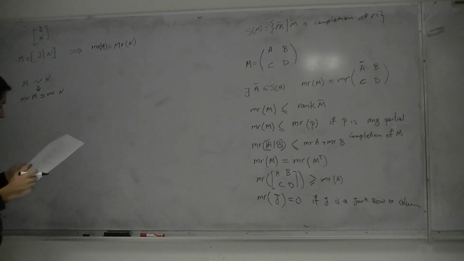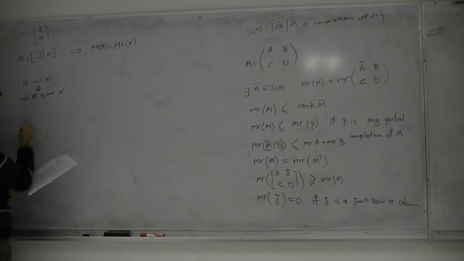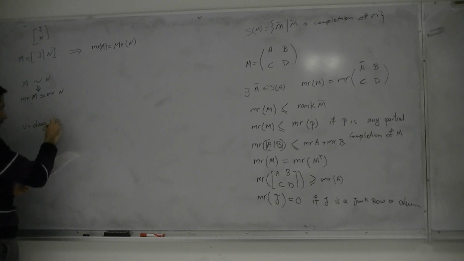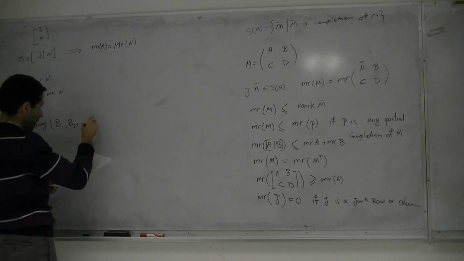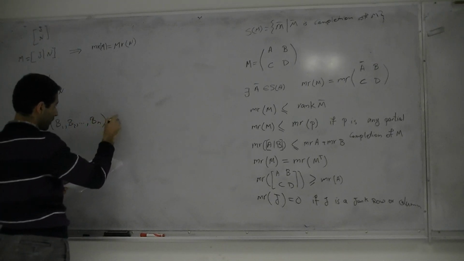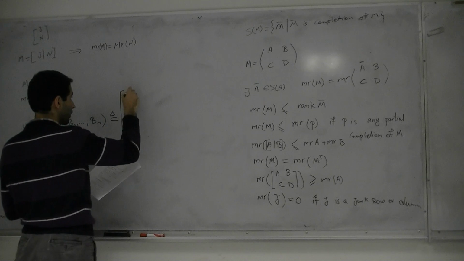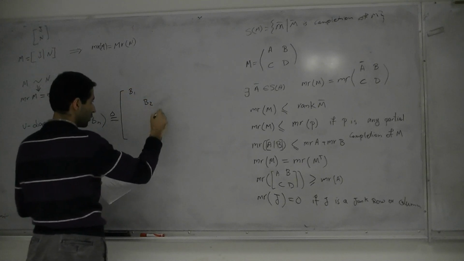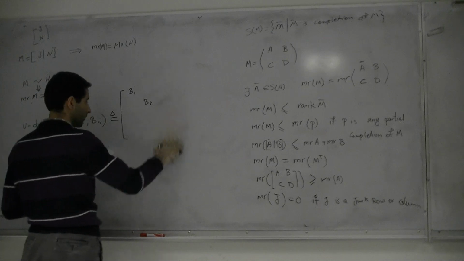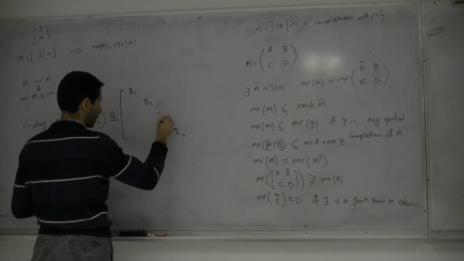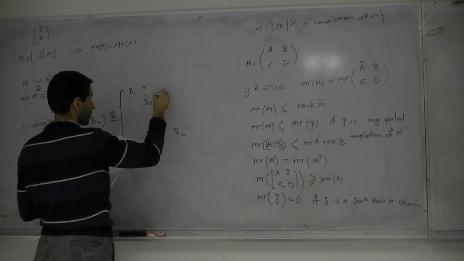And there is a definition for unknown diagonalization. It says, for example, the unknown diagonal of B1, B2 to Bn is defined as the matrix B1, B2, to Bn, with the rest being unknown.